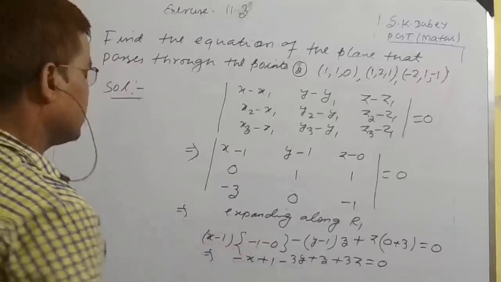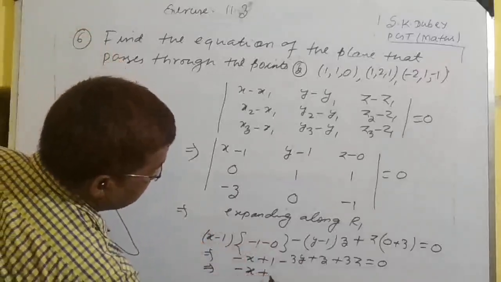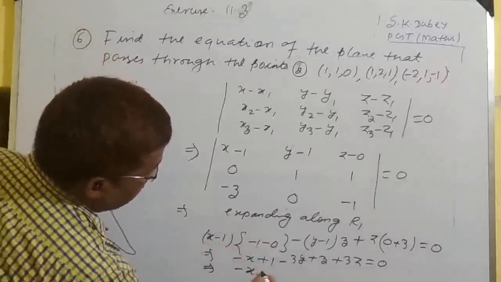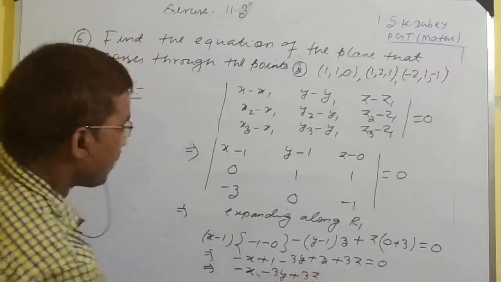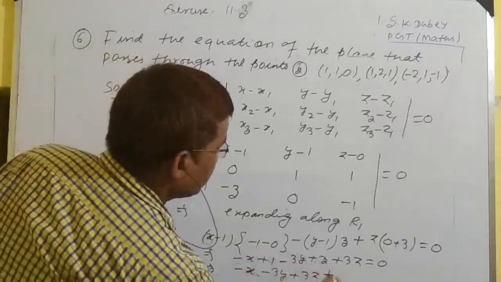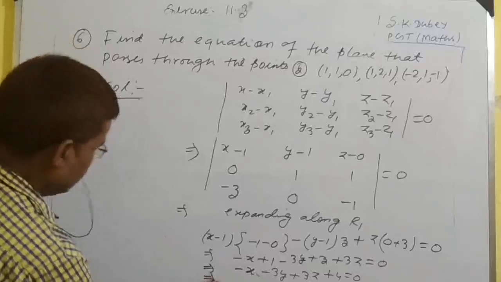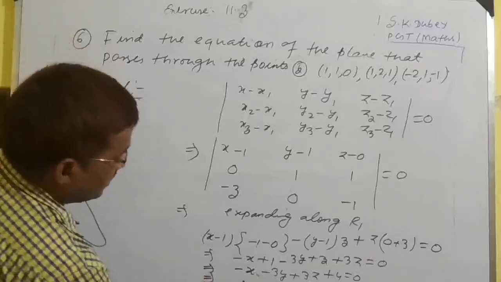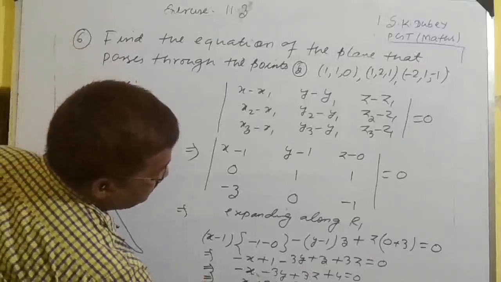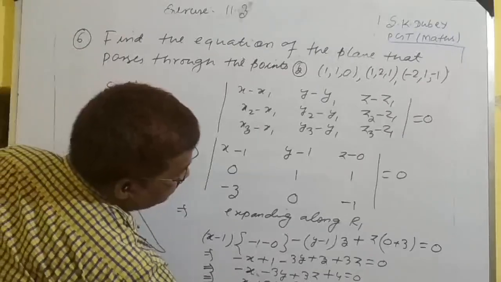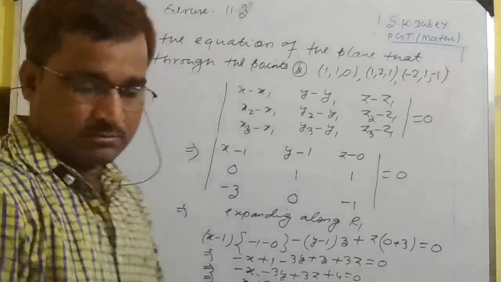Minus x plus 1, this can be written as minus x minus 3y plus 3z plus 4 is equal to 0. After simplification we can get x plus 3y minus 3z minus 4 equal to 0, and this is the required equation of the plane.